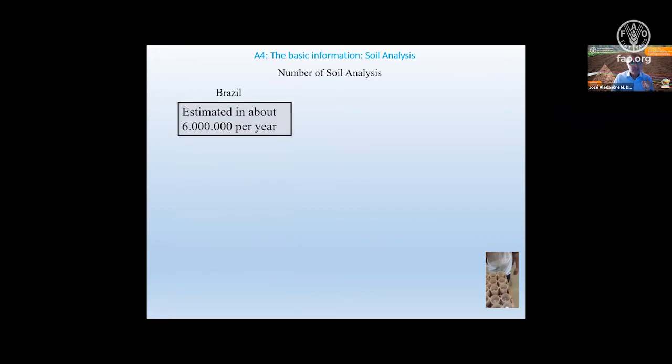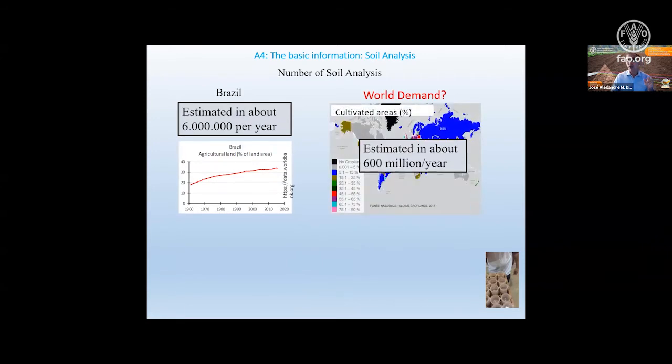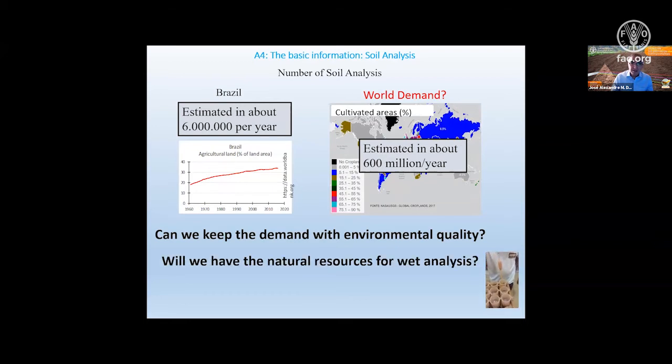And going forward, yes, we have the solution for these soil analyses, which is soil spectroscopy. But before that, let's look at some numbers on soil analysis. In Brazil, it's estimated about 6 million soil samples analyzed per year, and they are still growing. The world demand is about 600 million per year. So the question is, can we keep up with the demand with environmental quality? Will we have the natural resources for wet analysis? These are the questions we have to ask when looking at these numbers.